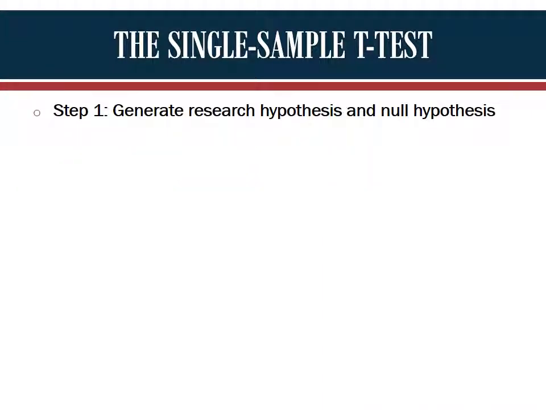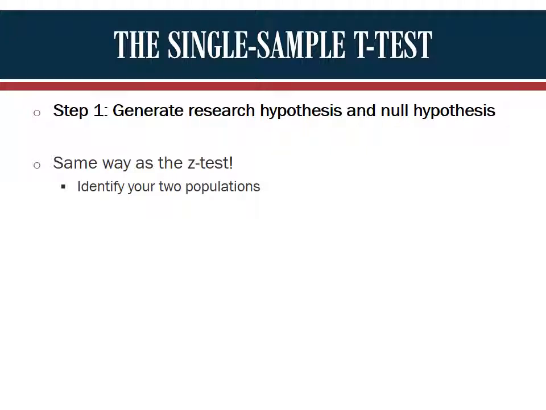All right, now step 1, which is to generate the research and null hypotheses. The good news is we do this exactly the same way for the t-test as we do for the z-test. There are literally no differences here. So we're going to identify your 2 populations on whatever your question is, whatever your example data is. Population 1, again, is going to be like the people who are in your sample. Population 2 is going to be like people in general.